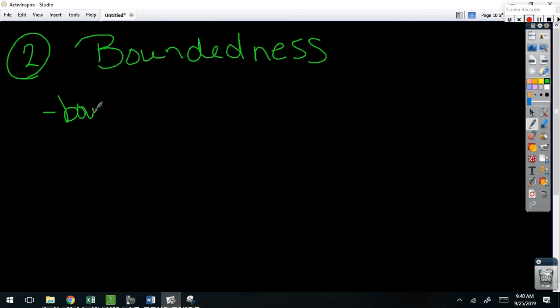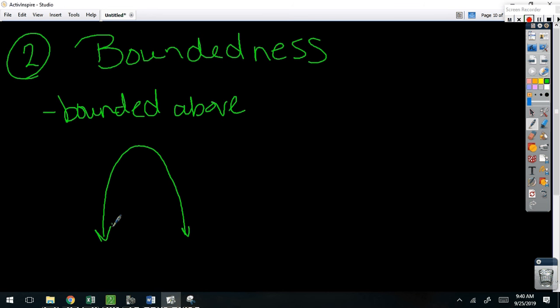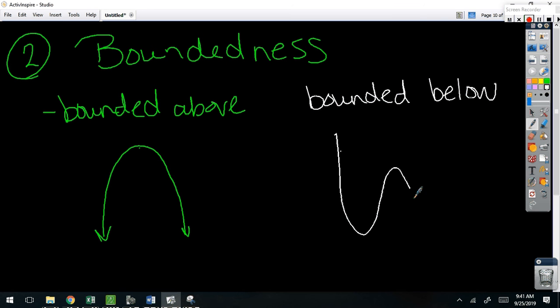We can have bounded above, which means there is a point that the graph never gets higher than, okay? Maybe it looks something like this. This is bounded above. There is a point at the top that keeps it from going any higher. It bounds it that way, right? We could be bounded below. Okay, so it's the opposite exactly. So maybe it looks something like, there is a point that it does not go past. Okay, it's bounded below.